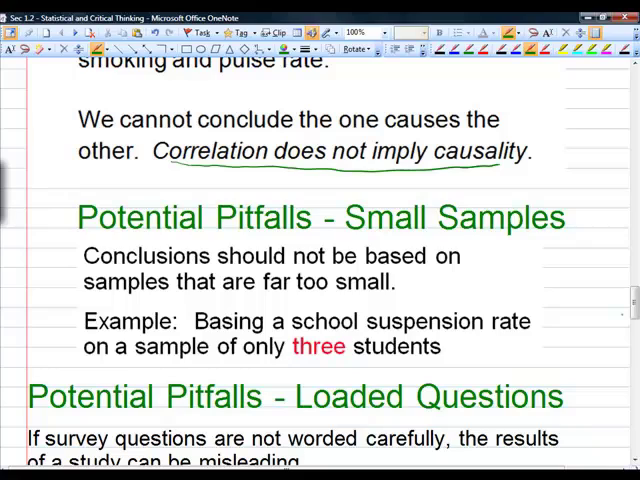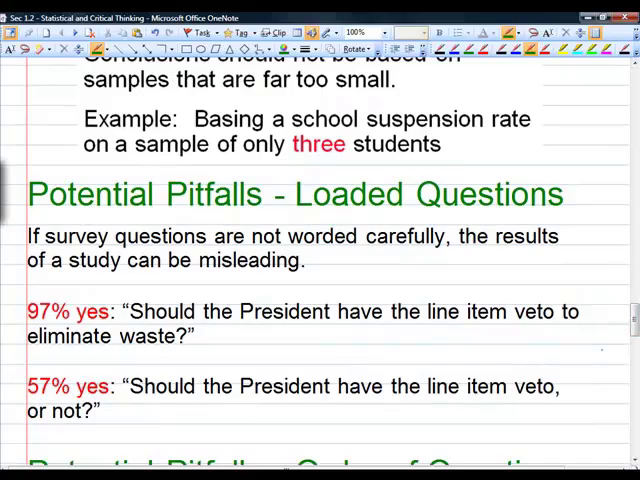Are you comfortable then saying that 66.67% of the students in that school have been suspended at least one time? No, your sample is too small. You need to survey more people in order to get a better idea of what's really going on with the school. Another potential pitfall is something that we call loaded questions.